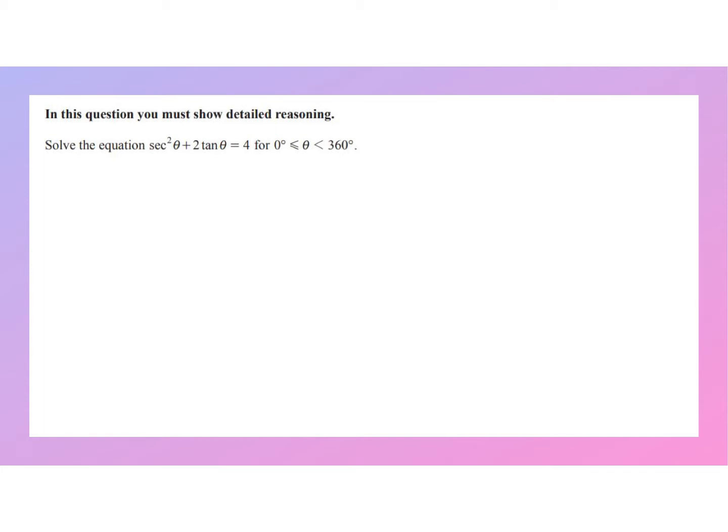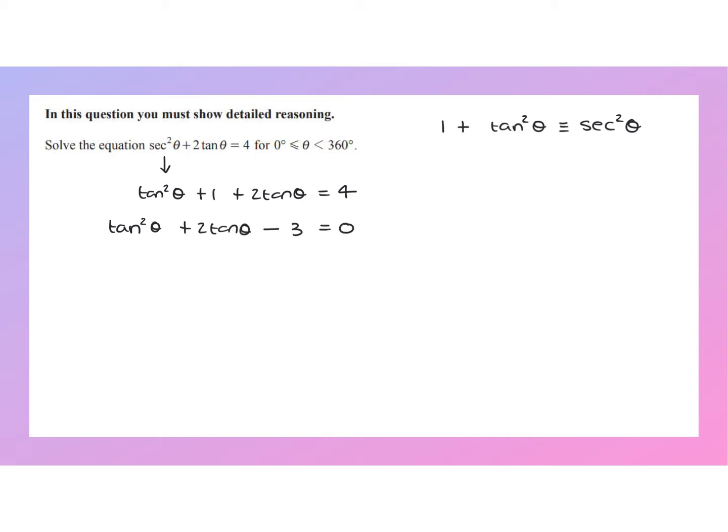And we know that 1 plus tan squared theta is equivalent to sec squared theta, and we can make use of that. So we're going to replace sec squared theta with tan squared theta plus 1. And effectively, we have a quadratic equation in disguise here. Tan squared theta plus 2 tan theta minus 3 equals 0.